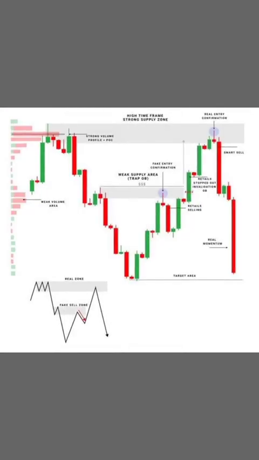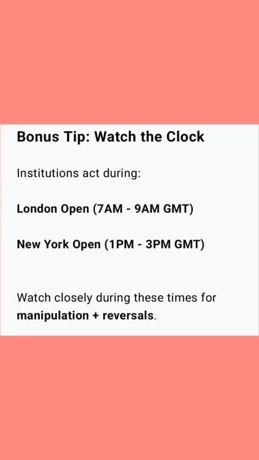7. Trend shift begins. Bonus tip: watch the clock. Institutions act during the London Open, 7 a.m. to 9 a.m. GMT, and the New York Open, 1 to 3 p.m. GMT. Watch closely during these times for manipulations and reversals.